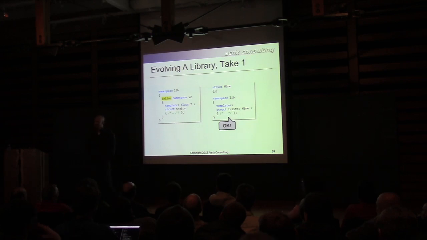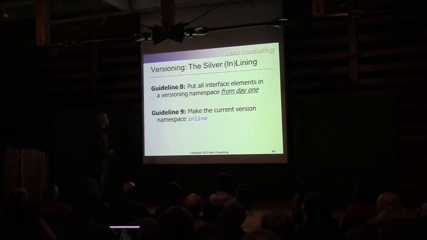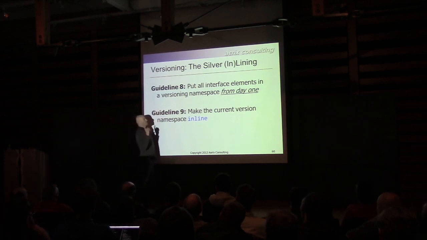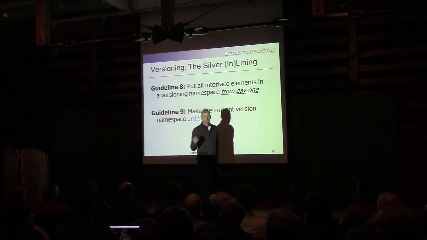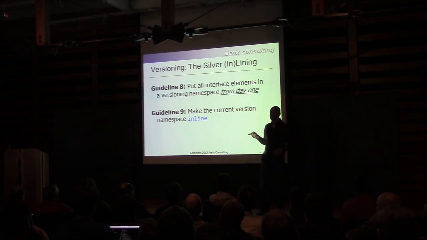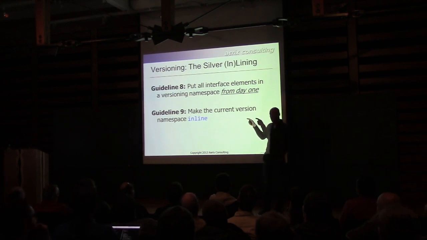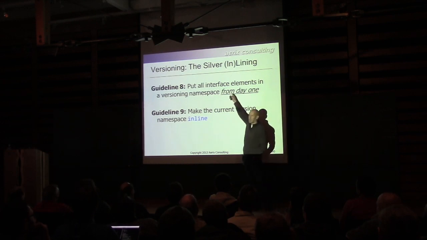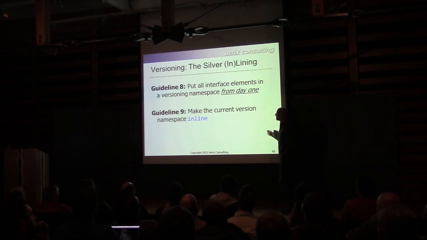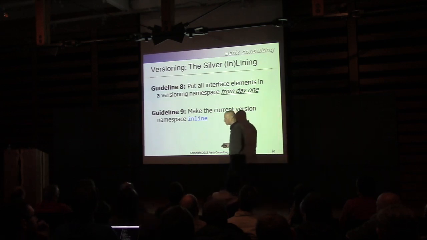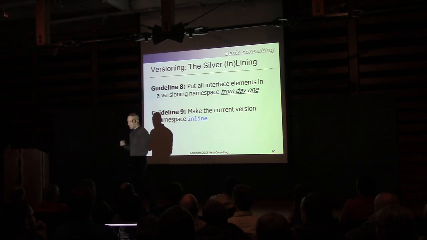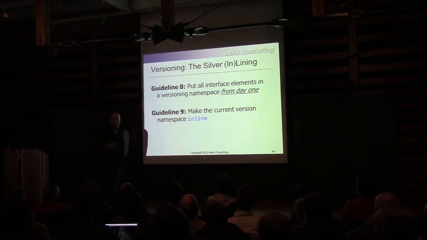Other questions about inline namespace? No? Okay. So guideline 8: put all interface elements in a versioning namespace from day one, right? This is not something that's easy to stick back in. So as soon as you write a piece of code that you expect to be reusable and you want to ship a library, put it in an inline version namespace. Whatever the current version is, make it inline, and maybe do some preprocessor hackery so that users don't get caught out by this when you migrate out from under them. Okay.